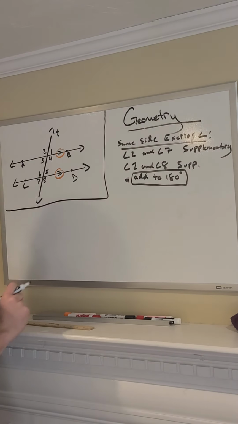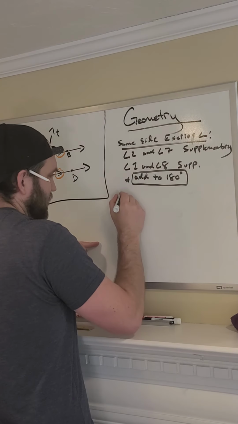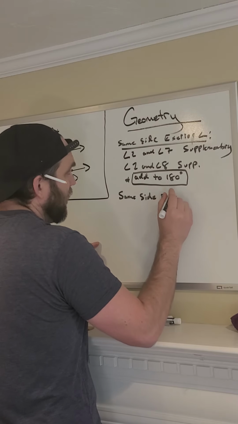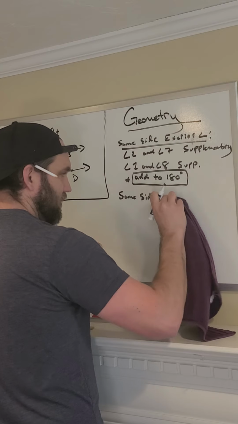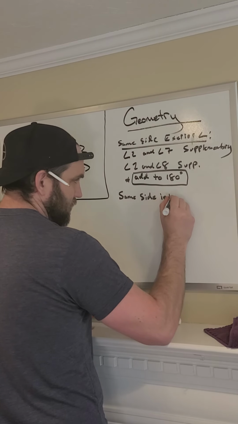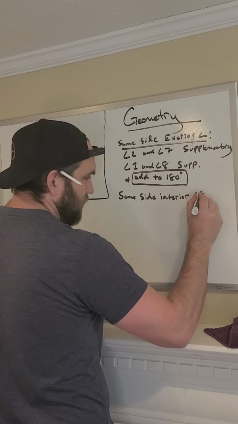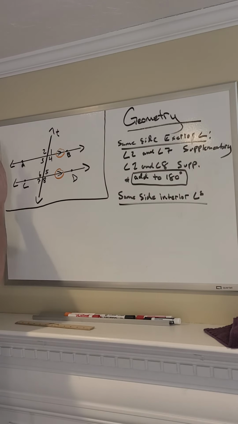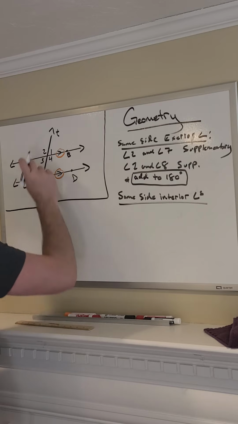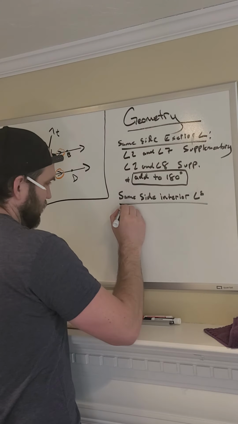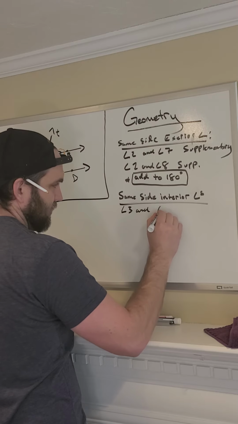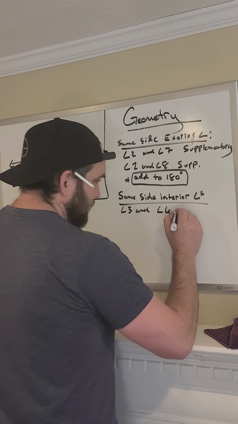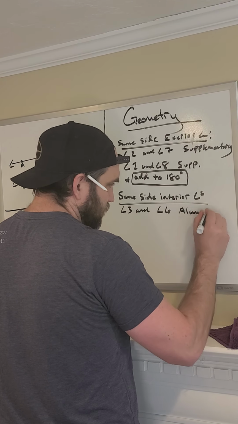Now, we're going to go with same side interior angles. Sorry, interior angles, I already did exterior. Same side interior angles: same side of the transversal, either left side or right side. We're going to start with the left side and on the inside, so 3 and 6. So we have angle 3 and angle 6. And again, they are always going to be supplementary.